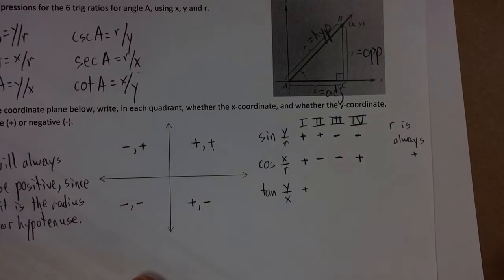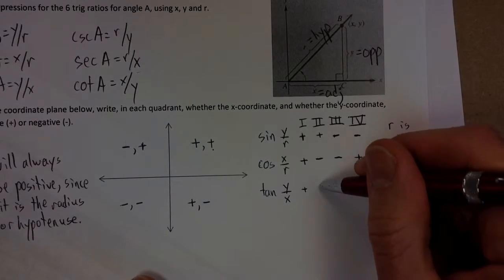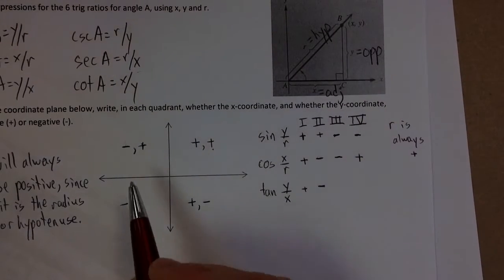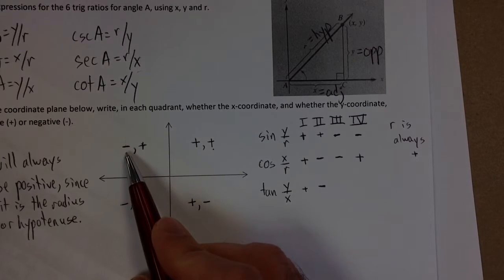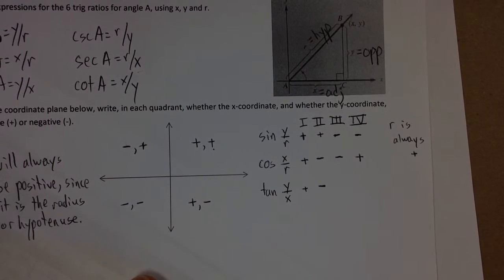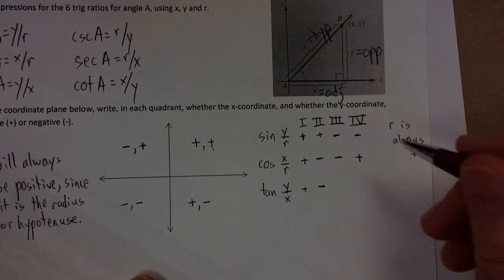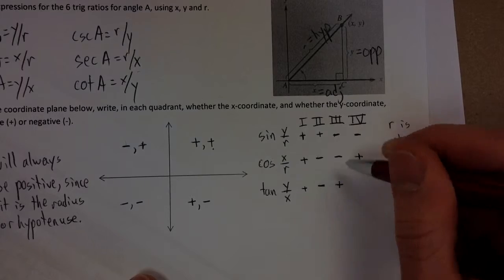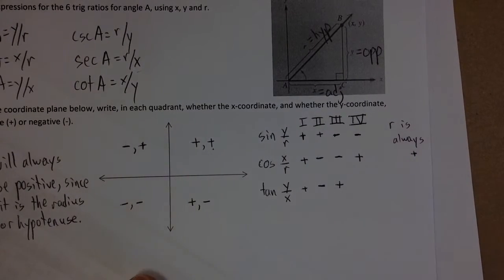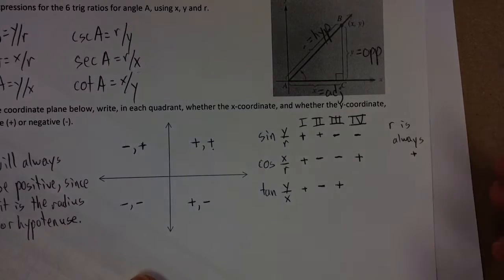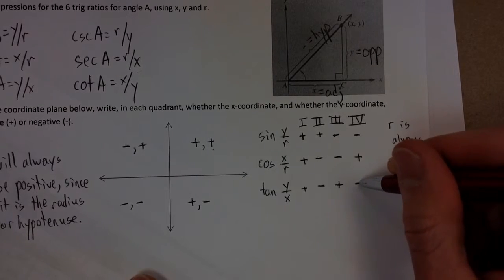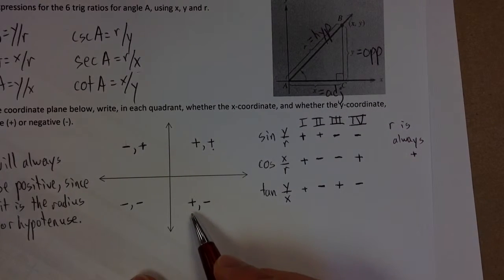Okay. Capiche? Scott, quad 2, tangent, what do you think? Negative. Agreed. Because you have a positive over a negative, and that's a negative. Vicky, tangent, quad 3. Negative. This is actually going to be positive because you have a negative divided by a negative, which is a positive. Ashley, tangent, quad 4, what do you think? Negative. It is going to be negative. Yep, because you have a negative divided by a positive. Good.